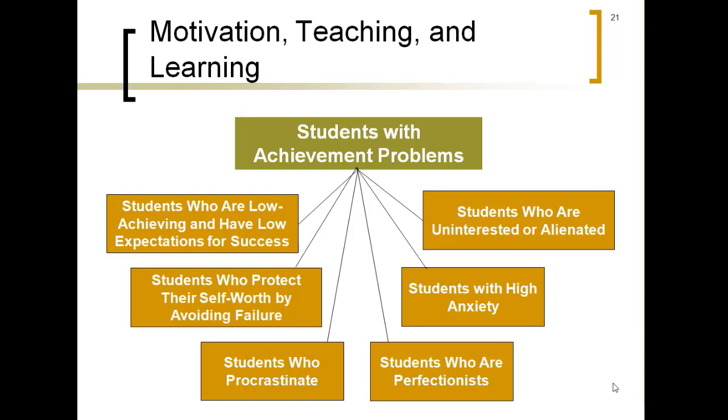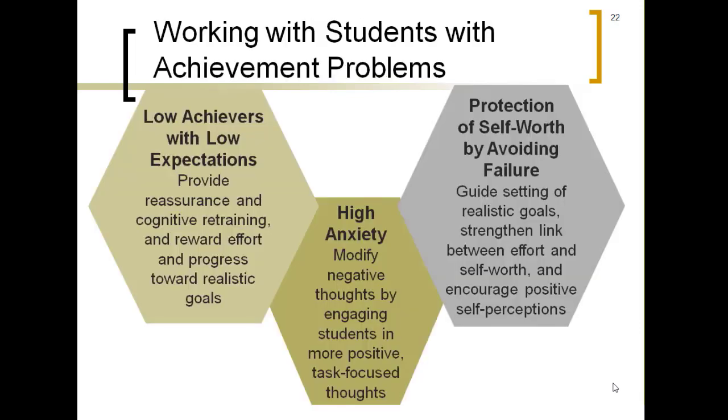All right, last thing to see, there's a lot on this slide, but really what we're talking about here is working with students who have achievement problems. So these are just a few examples of specific achievement issues that you might see in the classroom. So you might have some students who are low achievers with low expectations. This is the student that is failing and doesn't care.